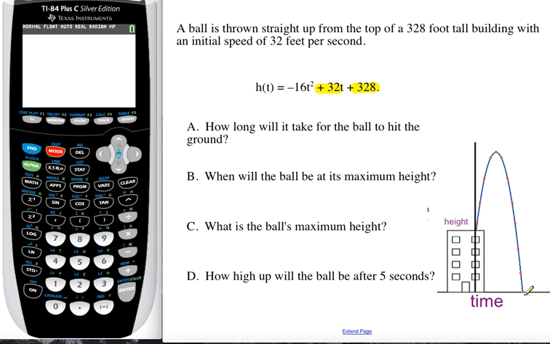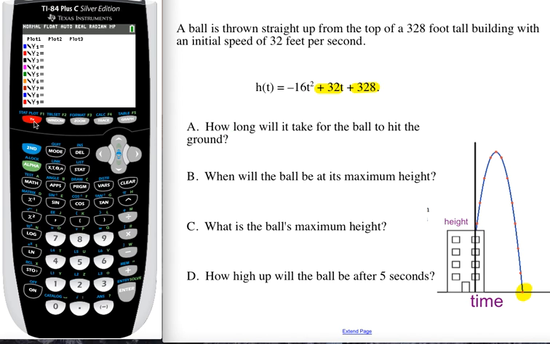The first question is, how long will it take for the ball to hit the ground? So that's right here when it's hitting. And what part of a parabola is that? That's your x-intercept. So to find it, we could certainly use the quadratic formula, plug in 0 for h of t, but instead we're going to use the graphing calculator for sake of time.